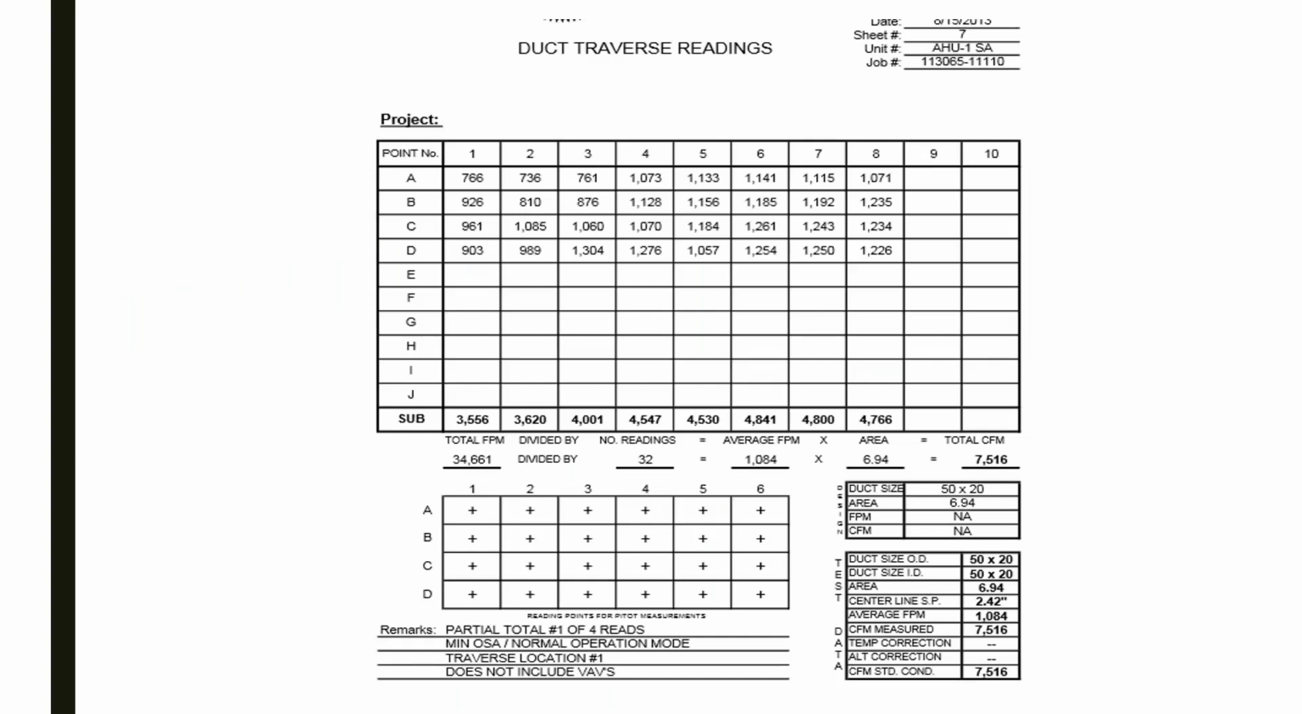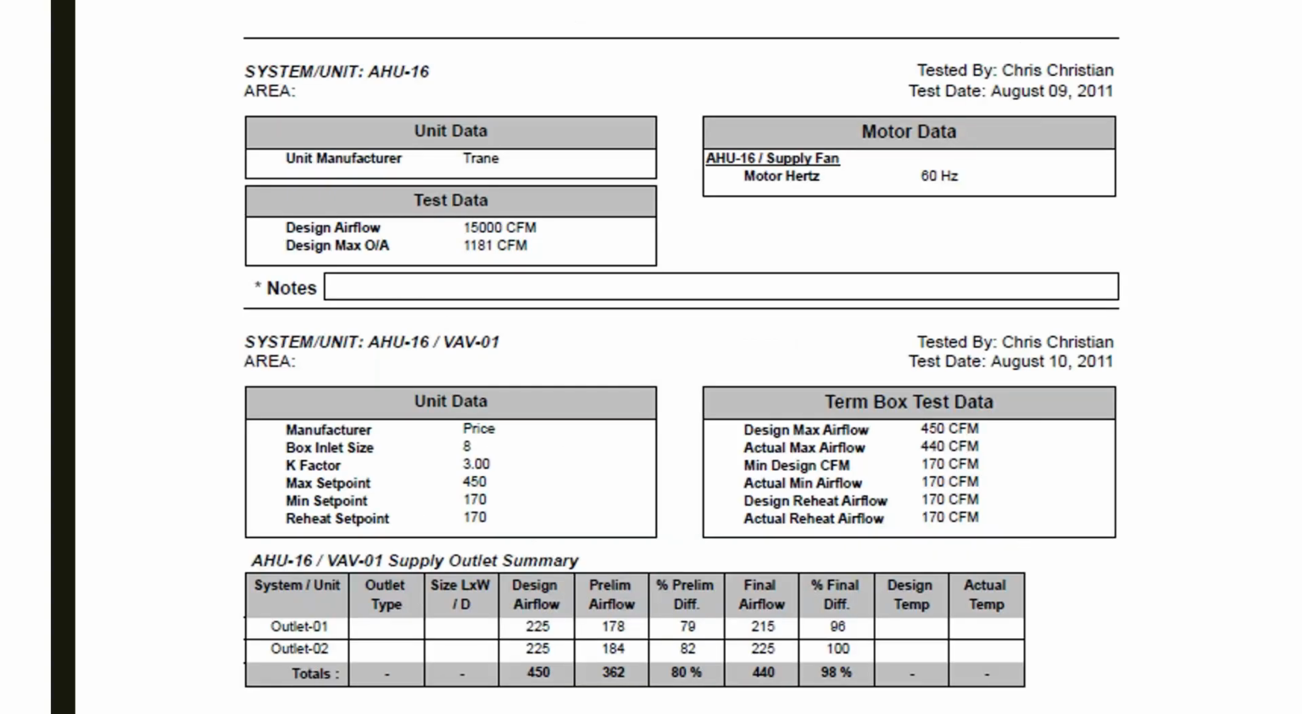This is from a TAB report, and it's showing the duct readings. So they took 4 times 8, so they did 32 readings on a duct, and then they end up with a total CFM based on that. They just type them all in the spreadsheet and it calculates it all up. This is what you might see in a TAB report, a lot of sheets like this.